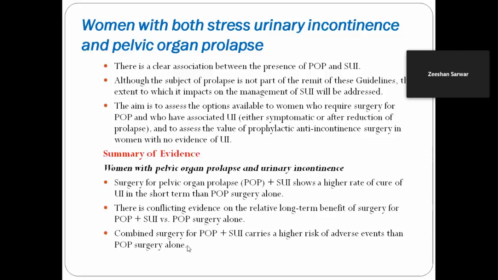It further characterizes women with pelvic organ prolapse and urinary incontinence. Surgery for pelvic organ prolapse plus stress urinary incontinence shows a higher rate of cure for urinary incontinence in the short term than pelvic organ prolapse surgery alone. There is conflicting evidence on the relative long-term benefit of surgery for pelvic organ prolapse and stress urinary incontinence versus pelvic organ prolapse surgery alone. Combined surgery for pelvic organ prolapse plus stress urinary incontinence carries a higher risk of adverse events than pelvic organ prolapse surgery alone.